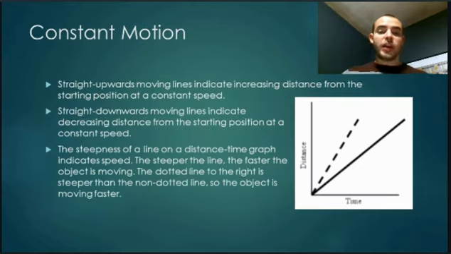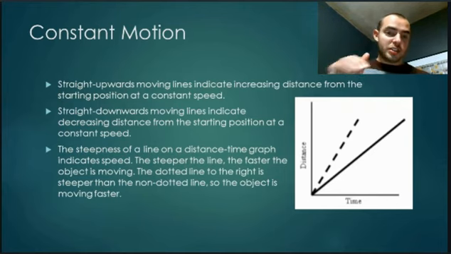A straight line that is moving upwards indicates increasing distance from a starting position at a constant speed. A straight line that is moving downwards indicates decreasing distance from the starting position at a constant speed. The speed of these objects is constant since the amount of time it takes to cover a given distance doesn't change, whether they're going from 0 meters to 1 meter or 2 meters to 3 meters. In these examples, the amount of time that it takes to cover that 1 meter distance is always the same.